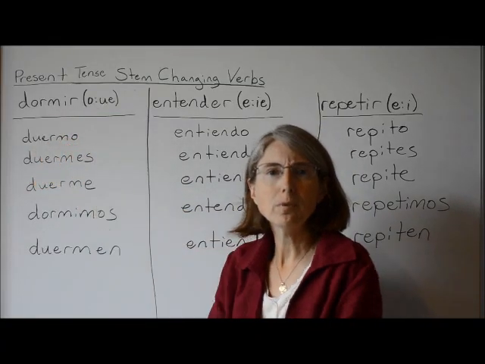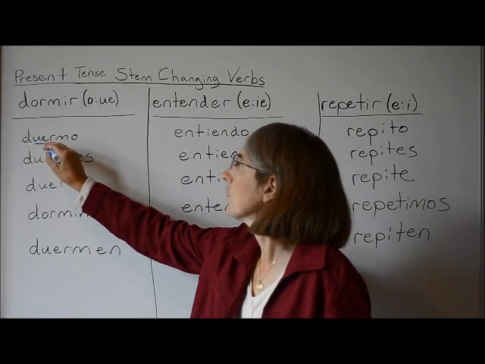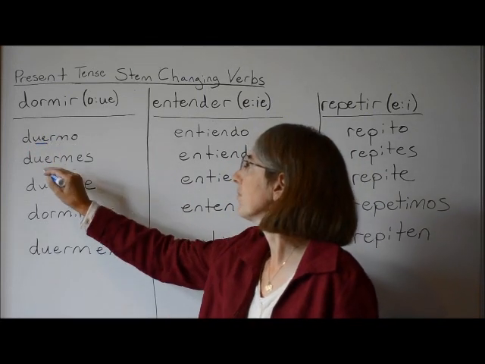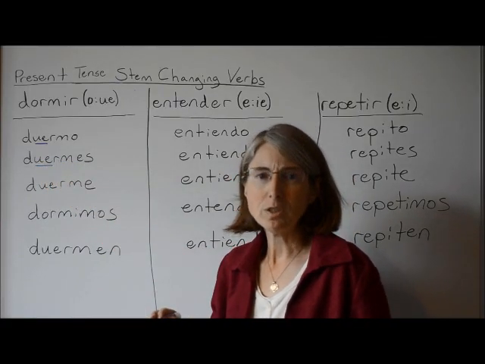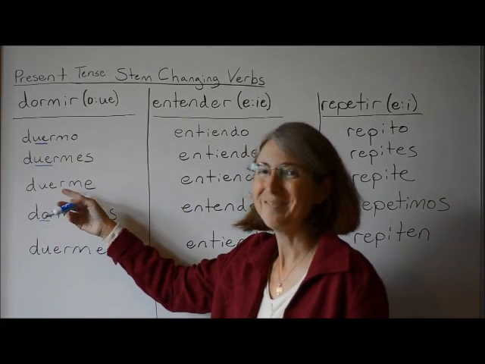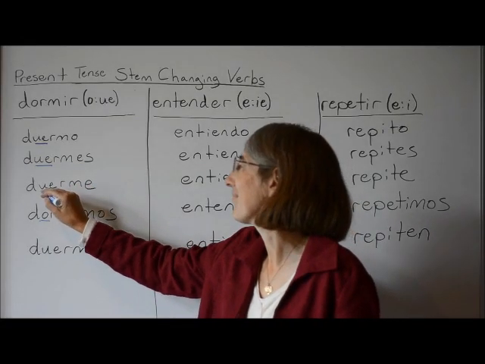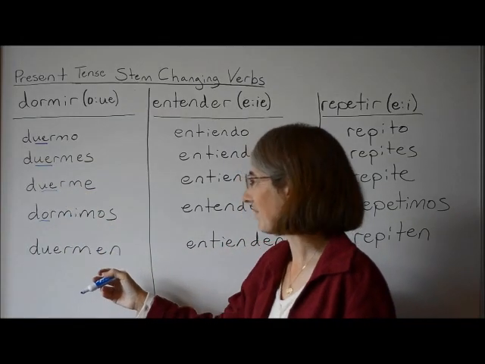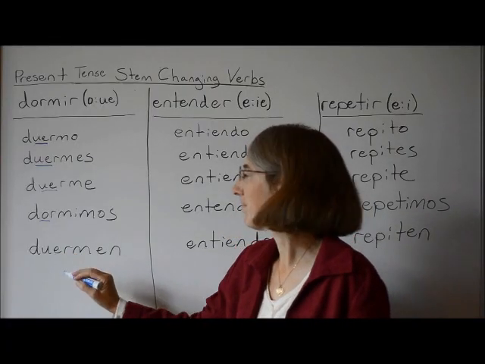In the yo form, the O becomes UE: duermo. In the tú form, duermes. Now in the nosotros form, there's no stem change, so it's just dormimos. Oh, I forgot the él, ella, usted form: duerme, so the O changes to UE. Nosotros form, no change, the O just stays an O, so it's dormimos. And then the ellos, ellas, ustedes form: duermen.